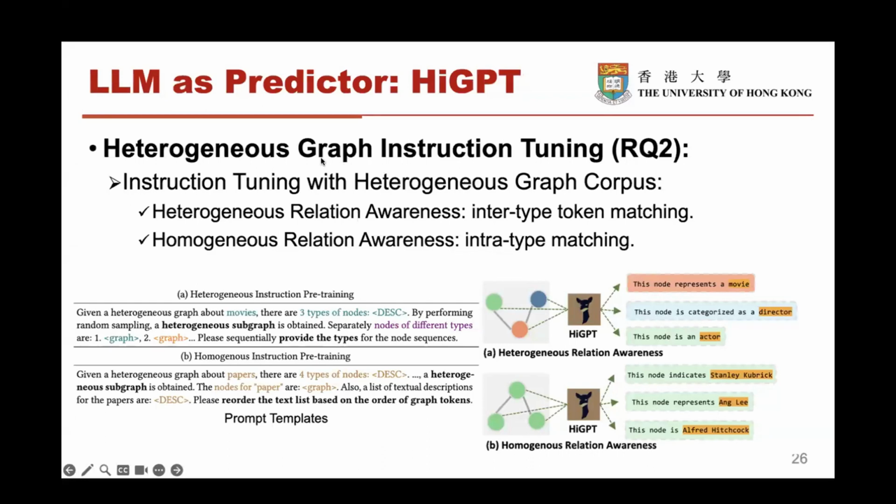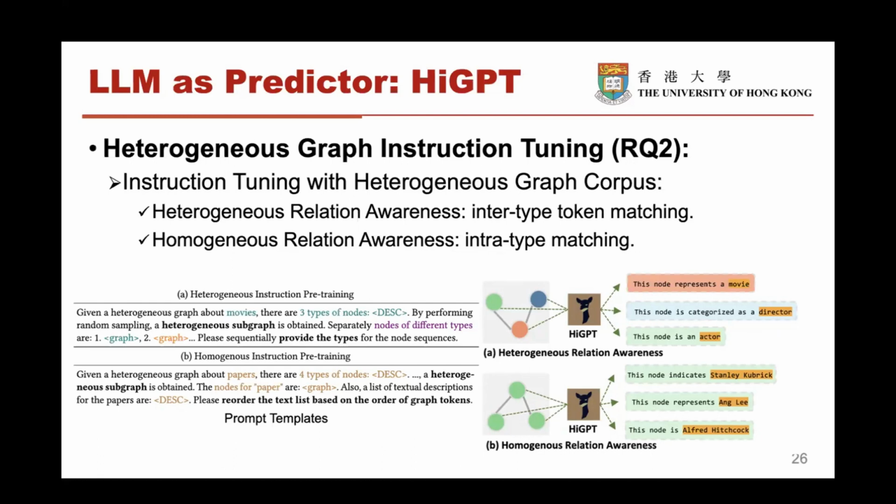And the prompt templates are shown in this figure. In the heterogeneous relation awareness, we like to instruct to distinguish different types of the sequence of the graph tokens. And in homogeneous relation awareness, we like to instruct to distinguish different nodes in one type of the graph tokens, such as shown in this instruction template.